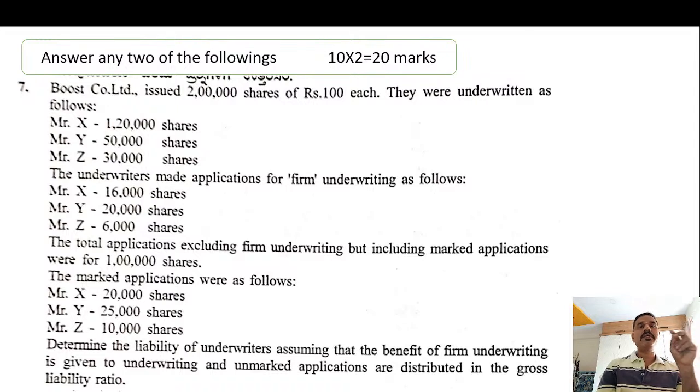When firm underwriting benefit is not given, what methodology do you have to follow? And when the benefit of firm underwriting is given, what methodology to follow? The difference is explained in my earlier YouTube classes, so you can watch that if you want. In the 2024 question paper they asked with the benefit of firm underwriting given. We'll see how the solution goes in the next slide. First, whatever working notes you have to make, keep that in your mind. Otherwise, what happens?